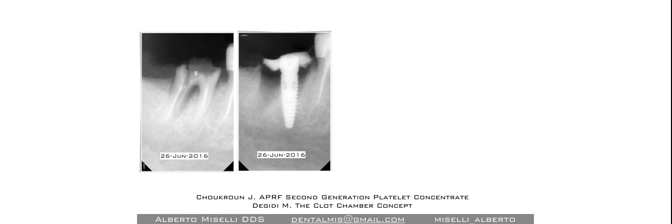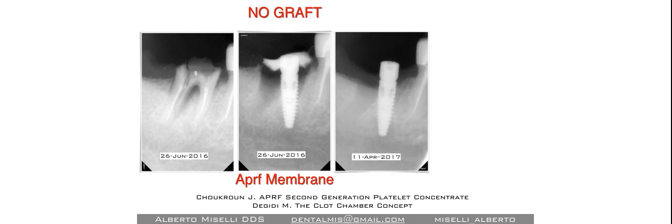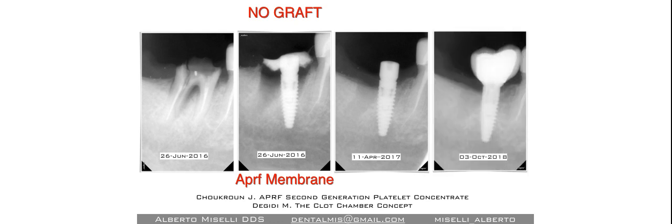The buccal bone stays in this place. It means that to avoid the tension of the healing, we promote the clot chamber to work and start to create bone around the implant. We don't place any graft, and we use only a PRF membrane. So we continue and we restore the crown.